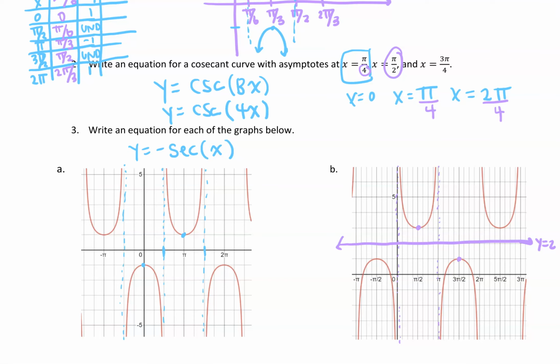So I didn't do anything else. I didn't stretch it either. I just shifted it up 2. So this will be cosecant of just x, and then plus a 2. Good? Does that make sense? Okay. All right.